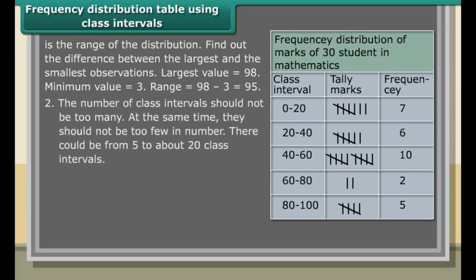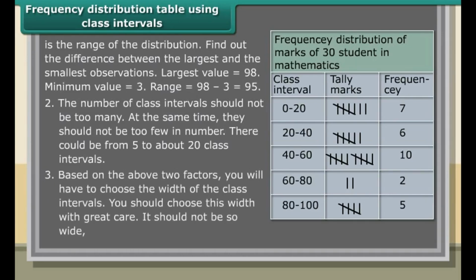2. The number of class intervals should not be too many. At the same time, they should not be too few in number. There could be from 5 to about 20 class intervals. 3. Based on the above two factors, you will have to choose the width of the class intervals. You should choose this width with great care.